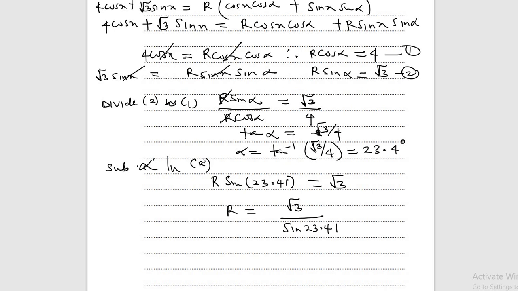Root 3 divided by sine 23.41. We have 4.359, so our R is 4.36 as the value. I believe it's clear. Let's see the next question.